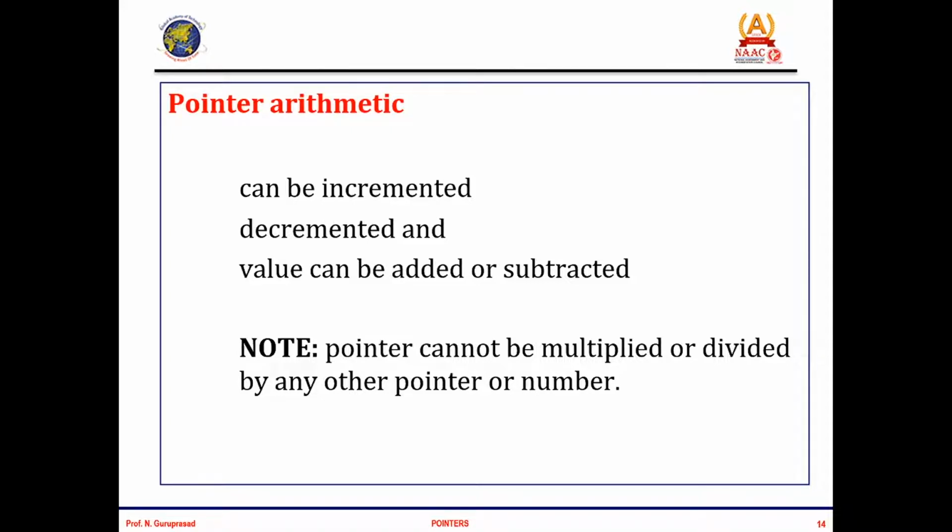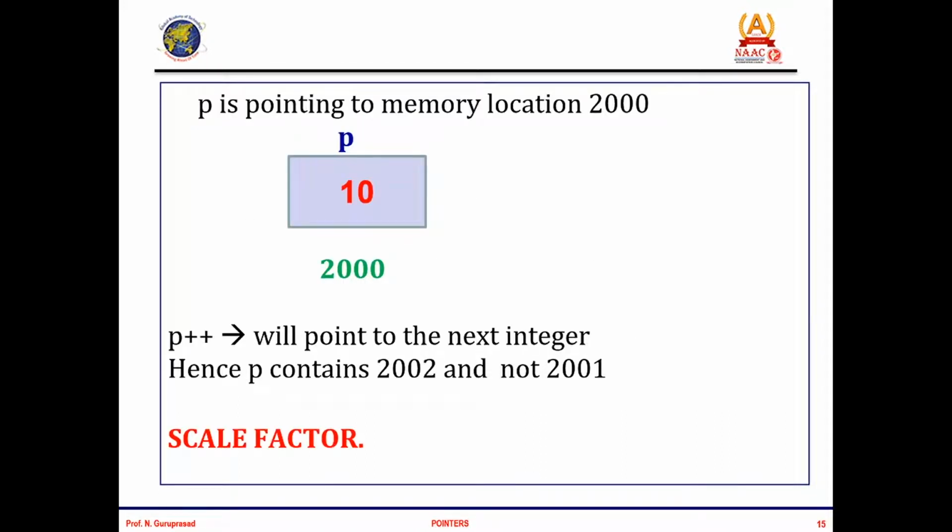Let me also tell you that the most common operation on pointers is incrementing a pointer. In the majority of applications you will come across, the programmer has implemented the concept of incrementing the pointer. Now, p is pointing to memory location 2000. There is a memory map in front of you where I am making use of variable p, which is stored at address 2000, and the value of p is 10. So ampersand of p is nothing but 2000.